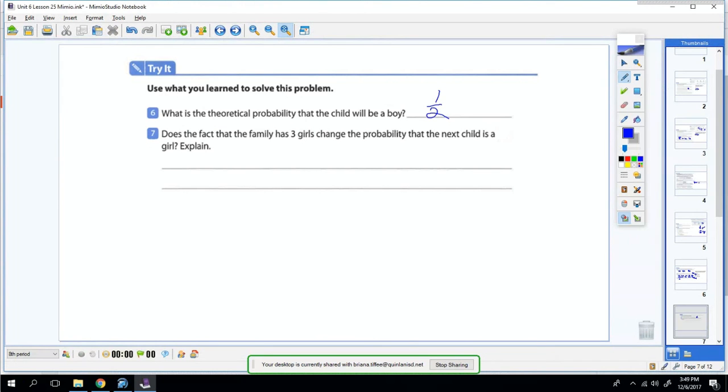Does the fact that the family has 3 girls change the probability that the next child is a girl? No. A lot of times people think if they have all girls, they'll continue having all girls. No. The fact is, the baby that you've had before does not change the baby that you will have.